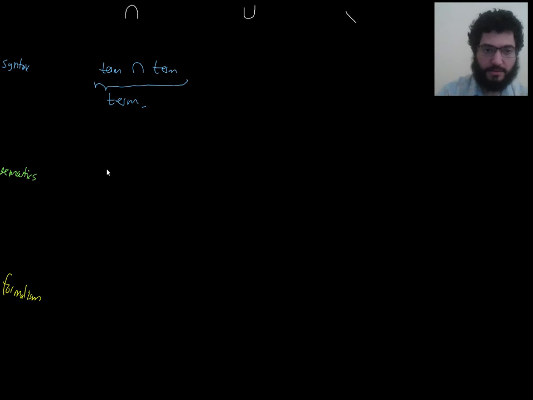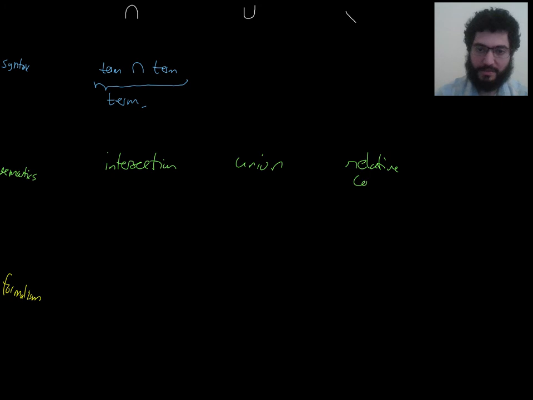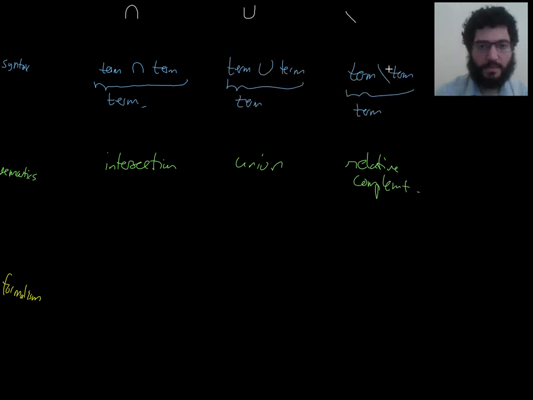This one is referred to as intersection. This one is union. And this backslash symbol, not a forward slash, a backslash, is a relative complement. Okay, and the grammar for all of them is basically the same. You put term on either side and it gives you a term.